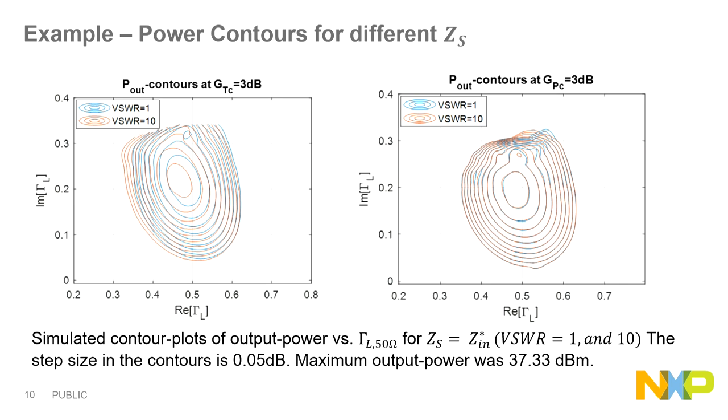But when you look at the transducer gain at the compression point of 3 dB, the power contours are different. So here it tells us that the power gain is irrelevant to the source impedance if you look at the GP, because the source impedance is taken into account in the M parameter.